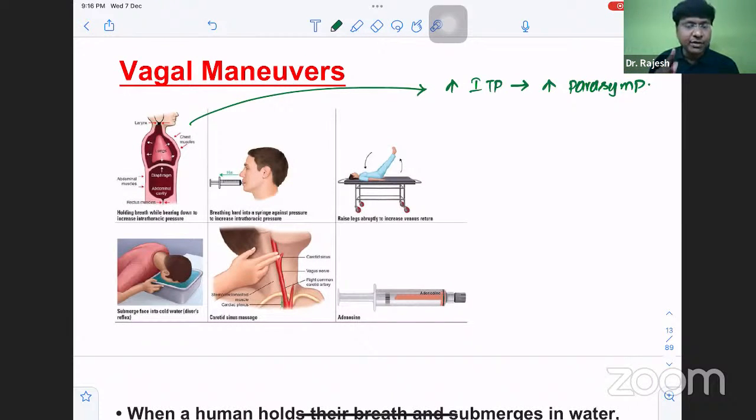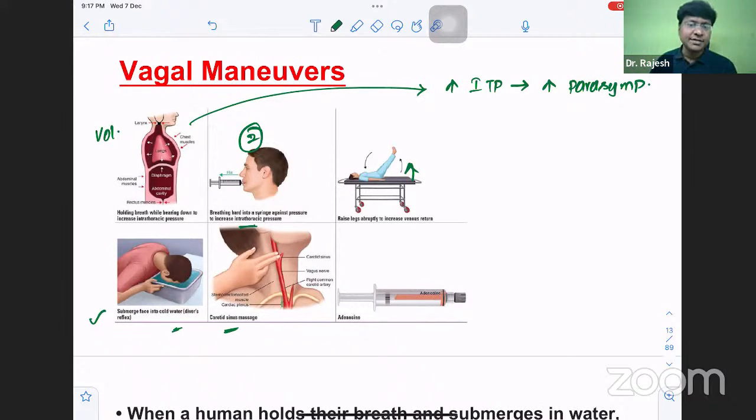Number one, by doing the Valsalva maneuver. That is one method. The second method of stimulating the vagus is to breathe hard into a syringe against the pressure to increase the intrathoracic pressure. Or you need to raise the legs abruptly to increase the venous return. The other method is the diving reflex, where the individual has to submerge the face into cold water. That is called the diving reflex. The other one, familiarly known, is the carotid sinus massage. So these are the various vagal maneuvers.